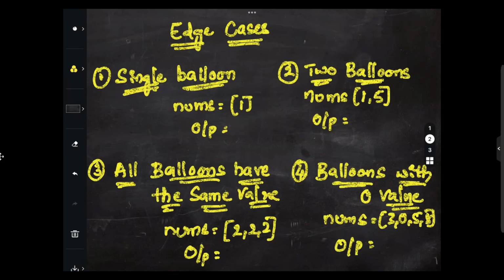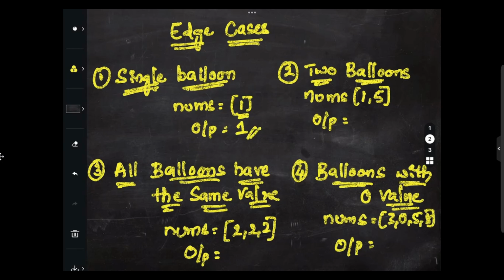Let's go with the edge cases one by one. The first edge case that we'll be considering here is single balloon. Here you can clearly see nums has only one element, a single balloon, right? So the output will be 1 itself, as we are going with only one balloon, because it will be 1 into 1 into 1.